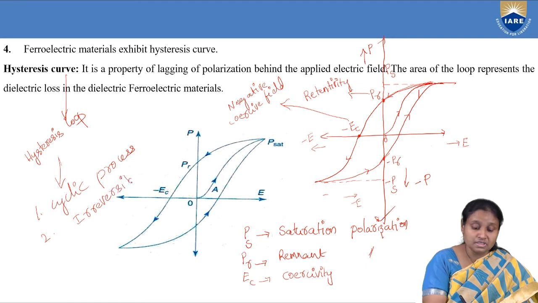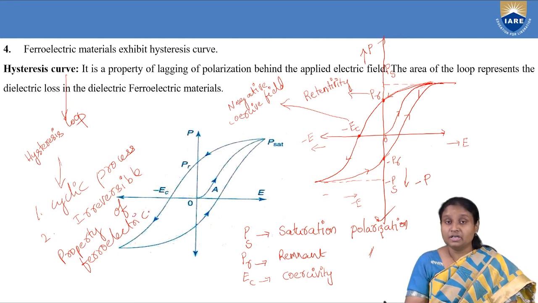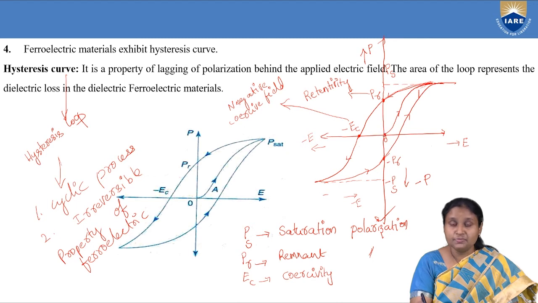So it represents the irreversible property of ferroelectric material. Now why is it called the irreversible property of ferroelectric material? Because what is the starting point? The starting point is this, where electric field is 0 and polarization is 0.